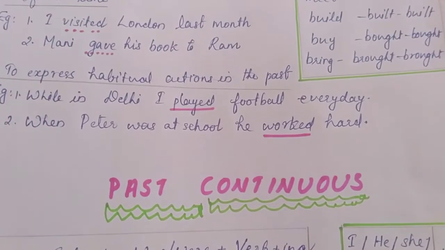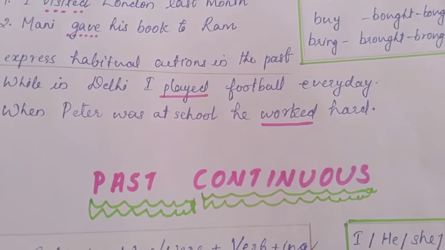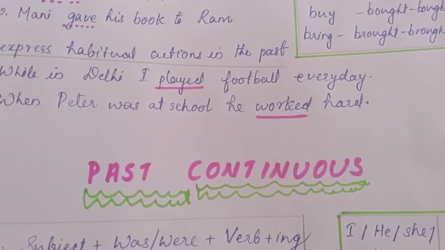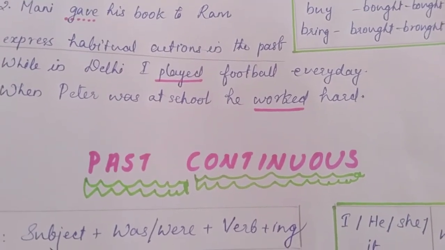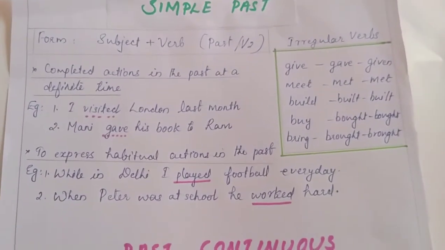Second example, when Peter was at school, he worked hard. At that time he was working hard. He worked hard. That was his habit at that time, but not now. It is completed. So the past habitual actions also we can express in simple past form.